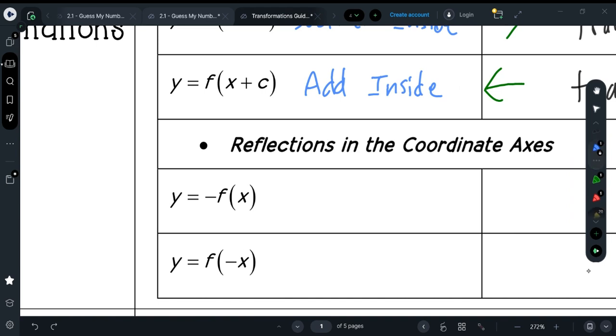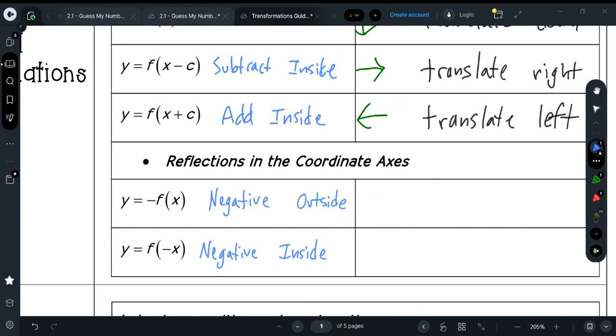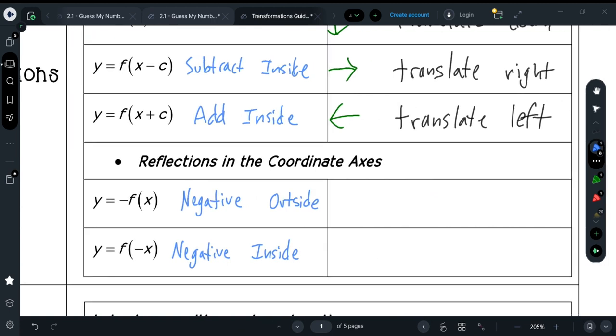So we'll write this out here. We'll go negative outside, and here we have negative inside. Okay, this is going to result in a reflection, which is just a flipping of the graph. Now there's 2 ways that the graph can be flipped.